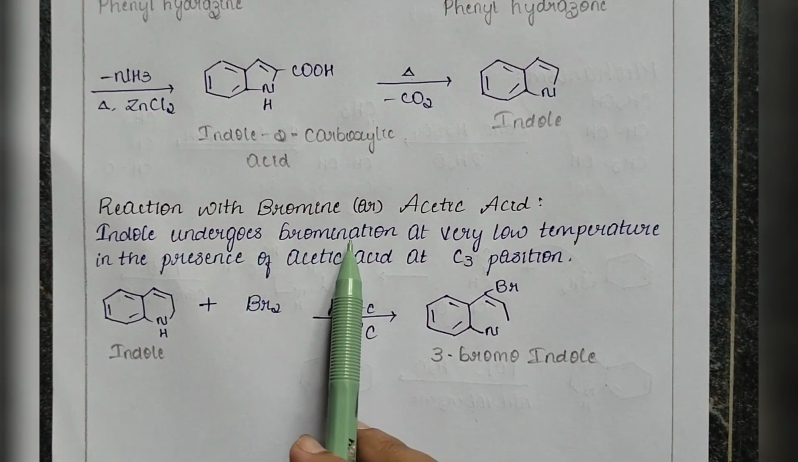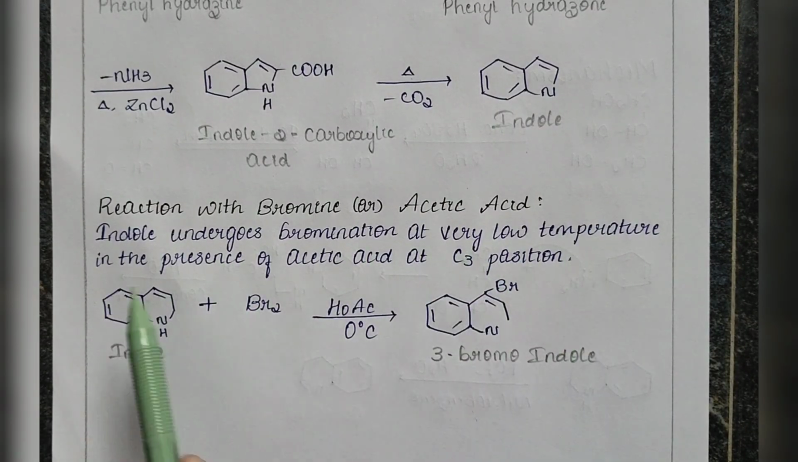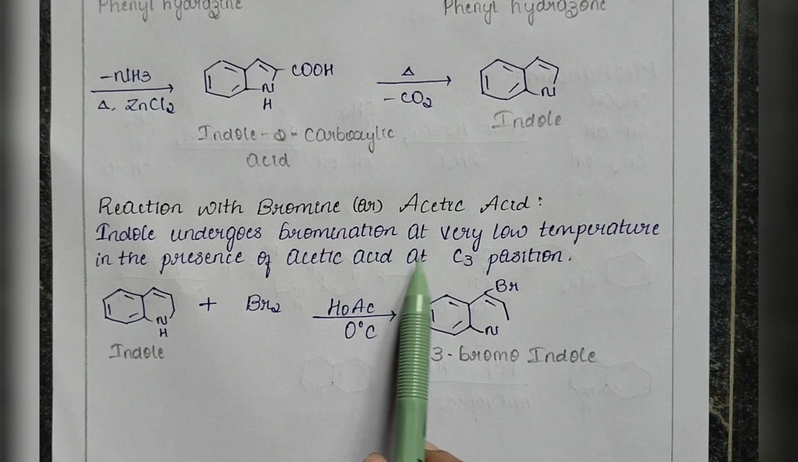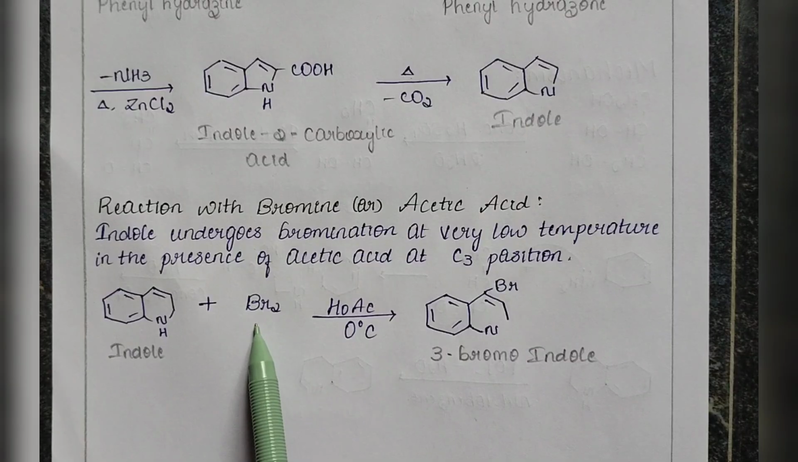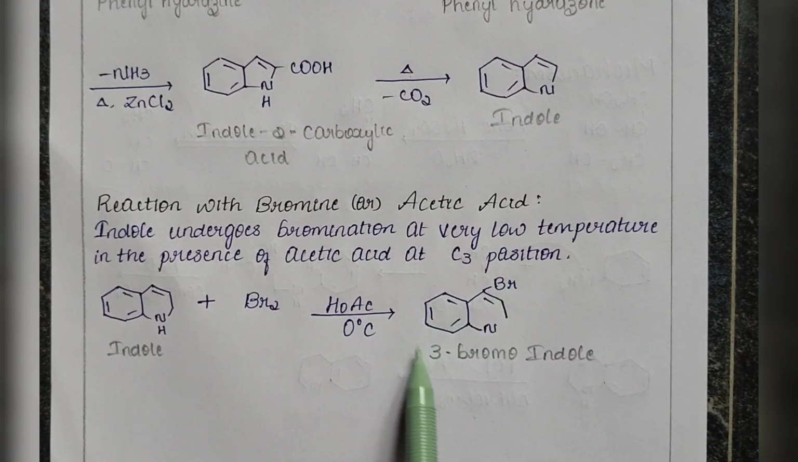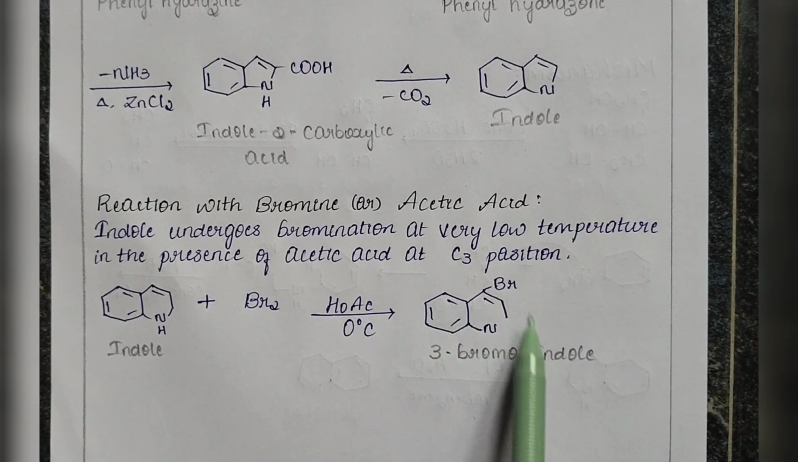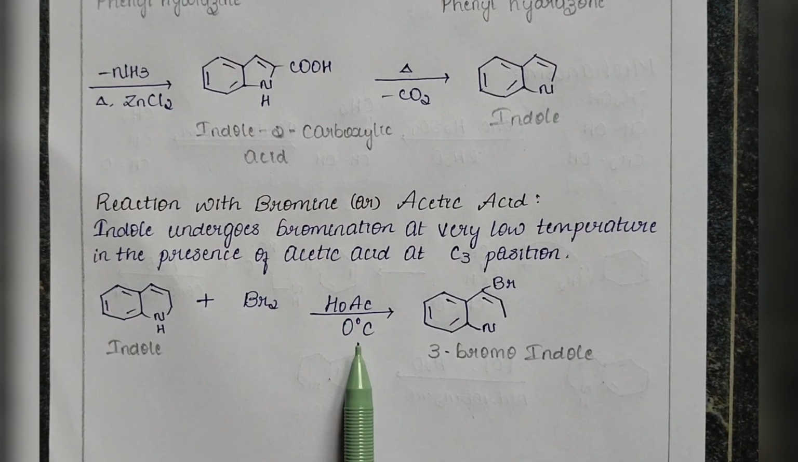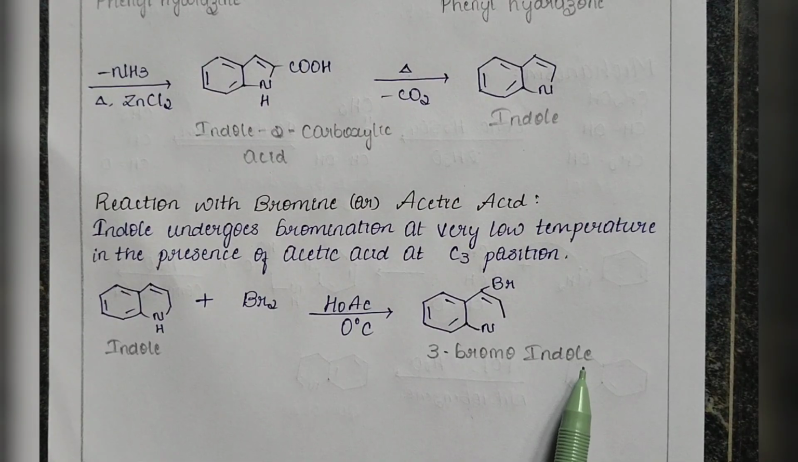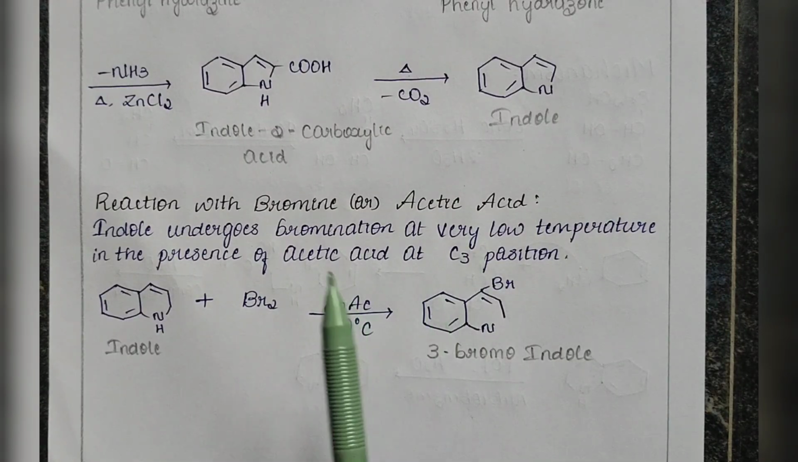Next we'll see the reaction of indole with bromine in acetic acid. Indole undergoes bromination at very low temperature in the presence of acetic acid at the C3 position. So indole will react with bromine, or undergoes bromination, which is nothing but the addition of bromine to the indole ring, in the presence of acetic acid at 0 degrees or at cold temperature to give 3-bromoindole. So this is the simple reaction of how indole will undergo bromination.